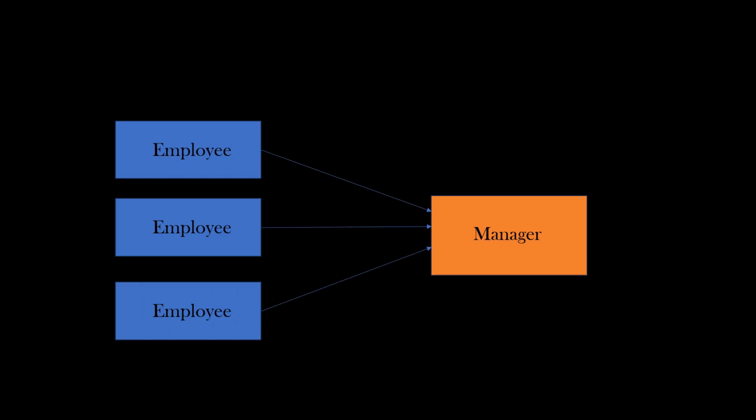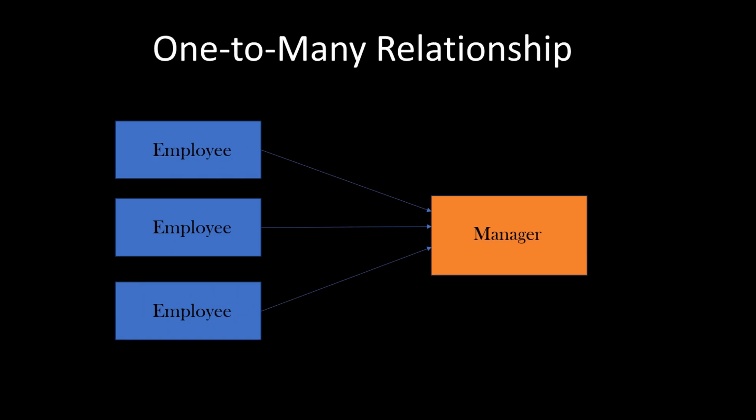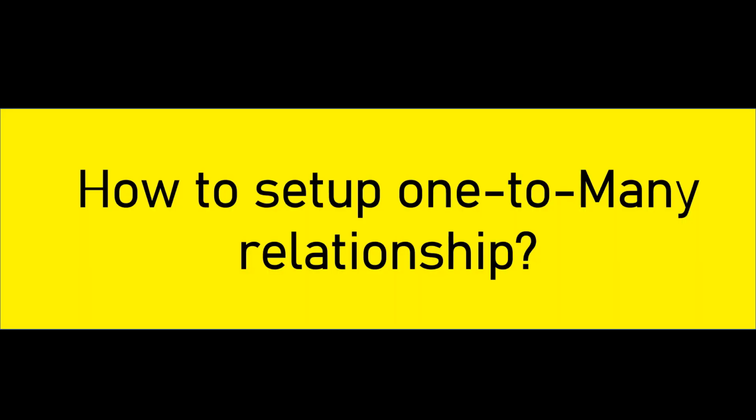If we take the same example, employee and manager, in most common scenarios an employee can have only one manager, but a manager may be associated with many employees. This is a one-to-many relationship. Now let's understand how to set up a one-to-many relationship.